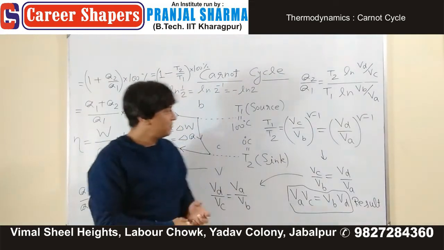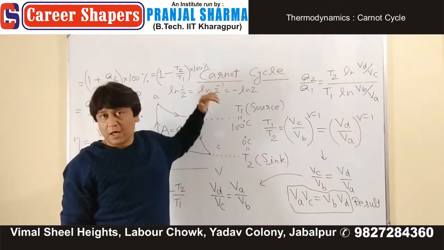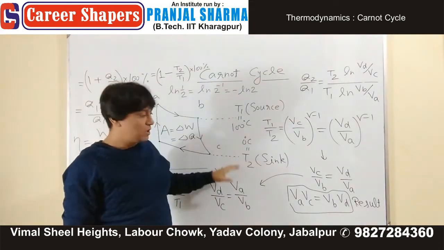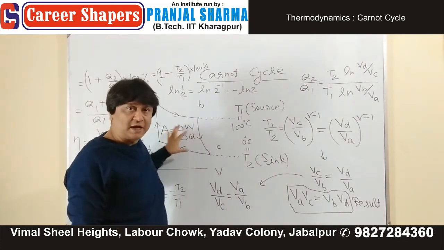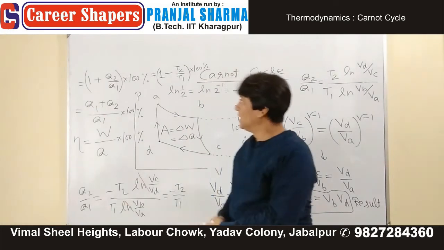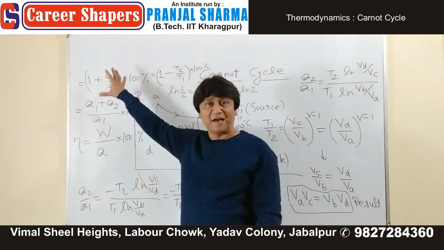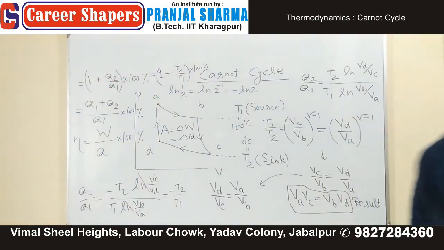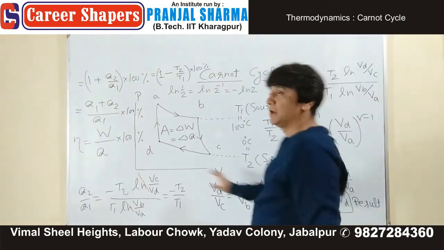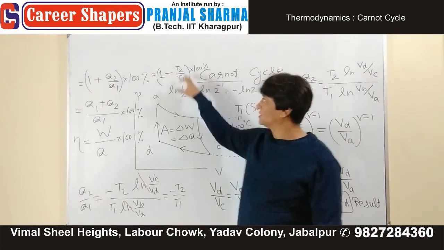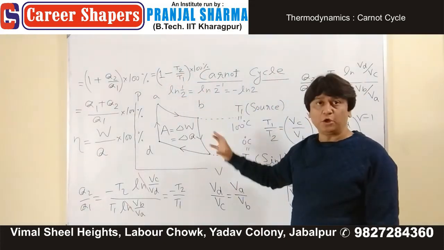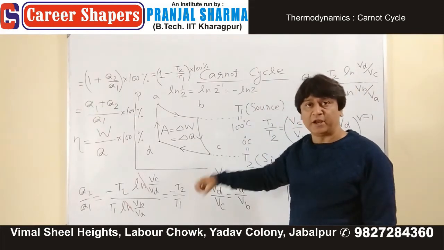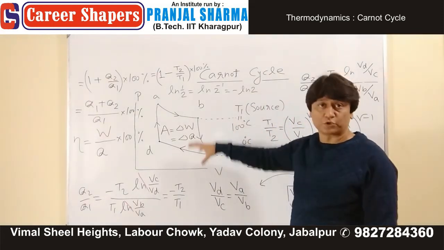Why? Because whenever you transfer heat from a source, a high temperature thing, to a sink, a low temperature thing, the specialty of the Carnot cycle is that it tells you the maximum efficiency which you can get is 1 minus T2 upon T1 into 100 only. There is no way you can use the entire energy in any given process.